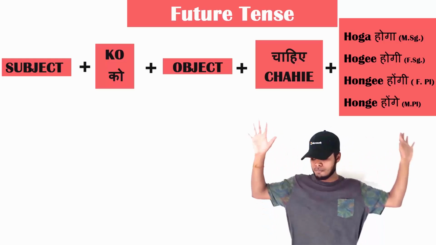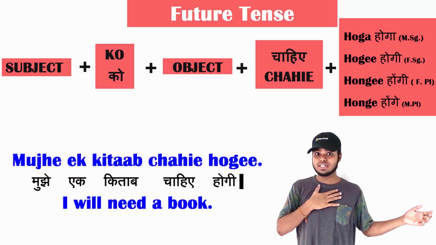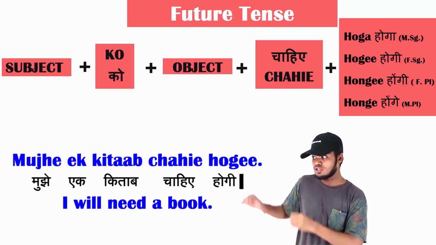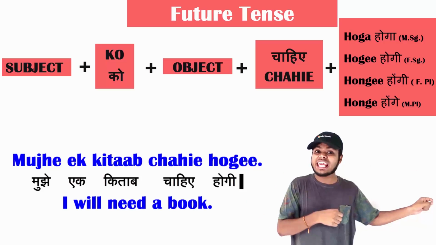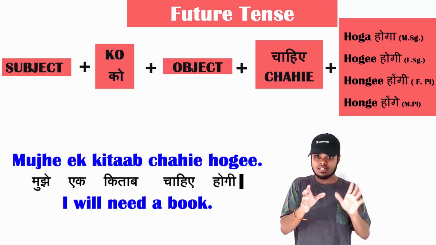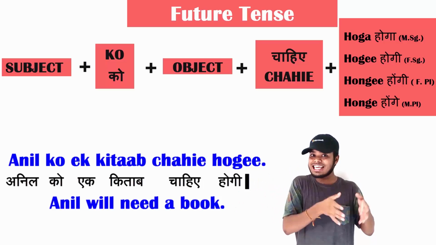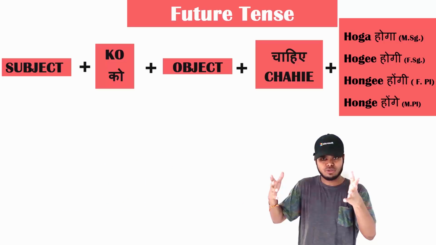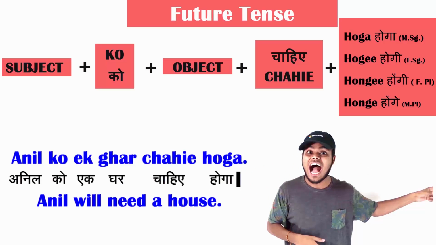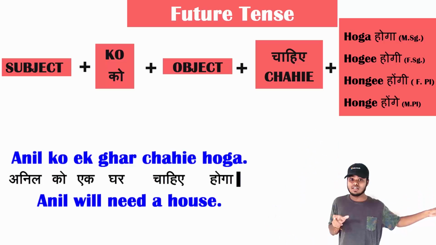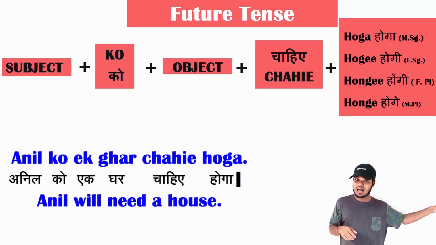You know that. So let's make a sentence. I will need a book. So book is feminine first, remember. So मुझे एक किताब चाहिए होगी. Just one book. So होगी, right? Now अनिल को एक किताब चाहिए होगी. Same thing, right? Masculine. अनिल को एक घर चाहिए होगा. So घर is a masculine word, remember that, right? So अनिल को एक घर चाहिए होगा.